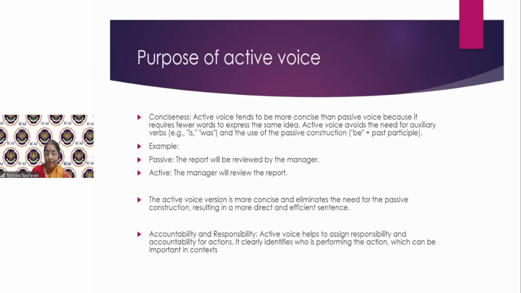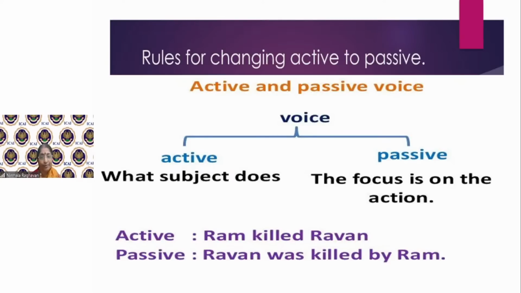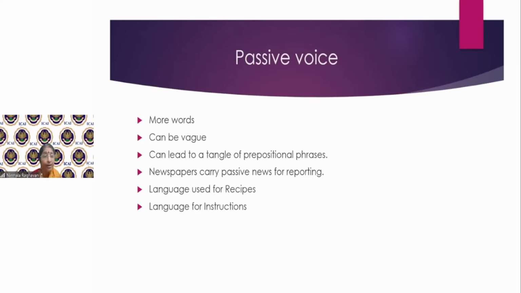Yes, accountability and responsibility. Mistakes were made. We made mistakes. You see how you make the subject responsible for whatever has happened. Now, I think we did this yesterday, and I'm just running through this so that you recall whatever we've done. This is just the beginning of active and passive, what the subject does and what is the event. These are the important things.